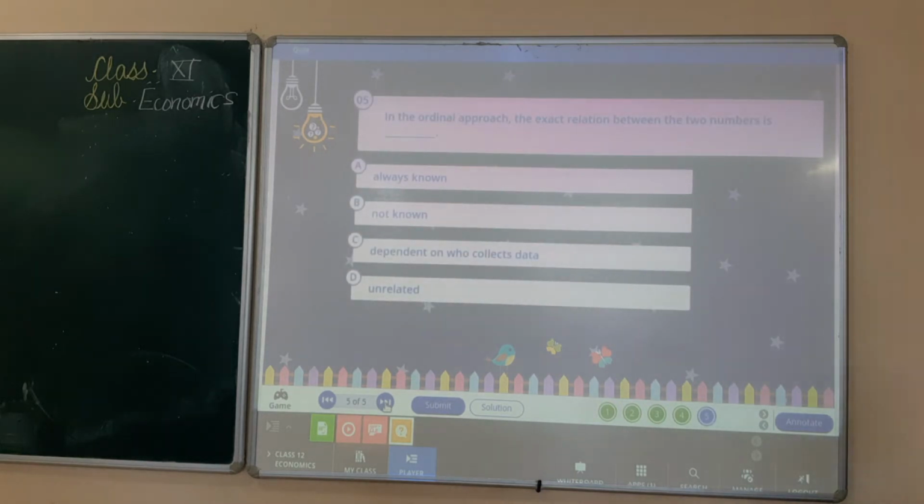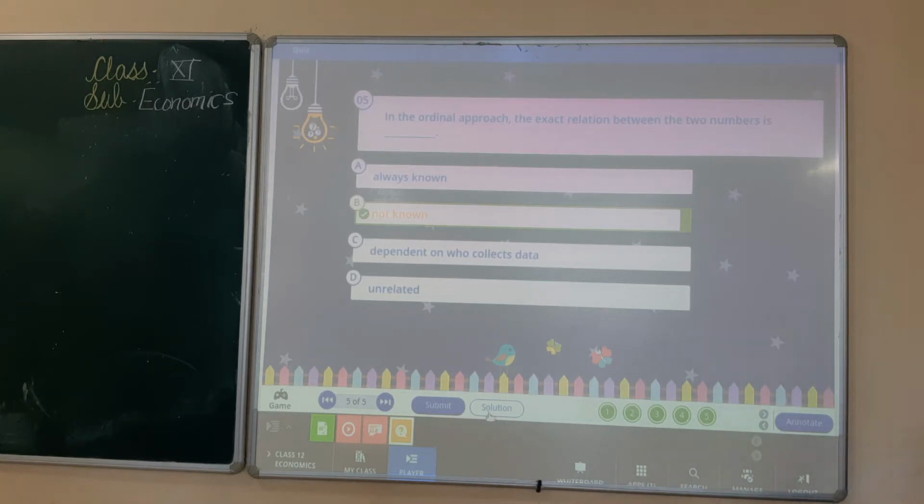The next question is: in the ordinal approach, the exact relation between the two numbers is dash. Always known, not known, dependent on who collects data, or unrelated. So you have to select one. So let's just see. In the ordinal approach, the exact relation between the two numbers is not known, because in the ordinal approach the utilities are not expressed in numbers, but are always compared in ranks.